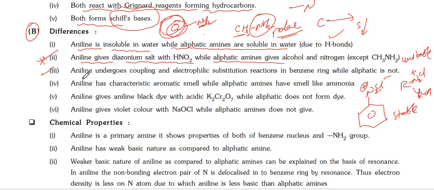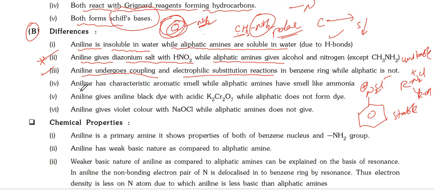Next, aniline undergoes coupling and electrophilic substitution reaction. ये aniline है, बेंजीन के ऊपर इलेक्ट्रोफिलिक भी हो सकता है in benzene ring, while aliphatic is not. Aliphatic में कोई ऐसा इलेक्ट्रोफिल अटैक होने के चांसेस नहीं है.